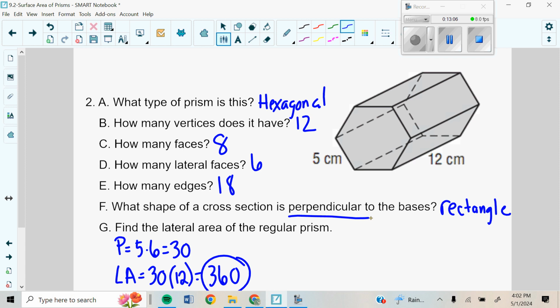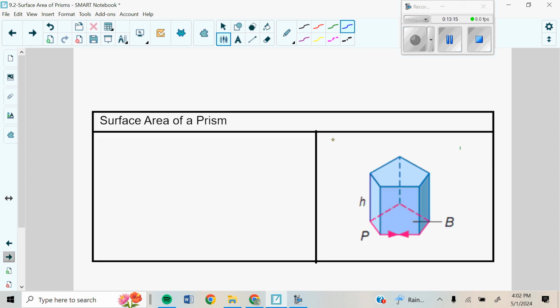Perimeter is 5 times 6 because there are 6 sides. So 5 times 6 gives me 30. And then we times it by our 12. All right, let's move on and talk about surface area of the prism.